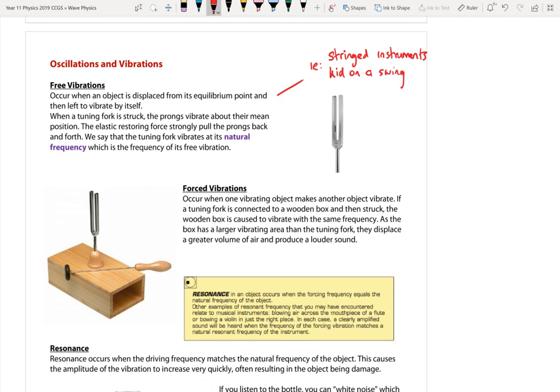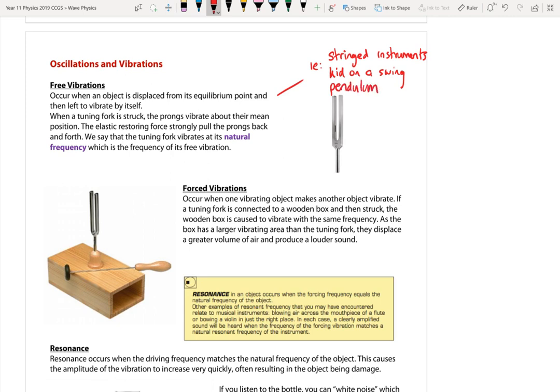If you displace a kid from their equilibrium point, then they will just oscillate backwards and forwards about their mean position. It's a conversion of potential to kinetic. Same with this. Kid on a swing is gravitational potential to kinetic. This is elastic potential, because when you compress something, it doesn't want to be there and so it restores back. Now, can you think of any other pendulums?